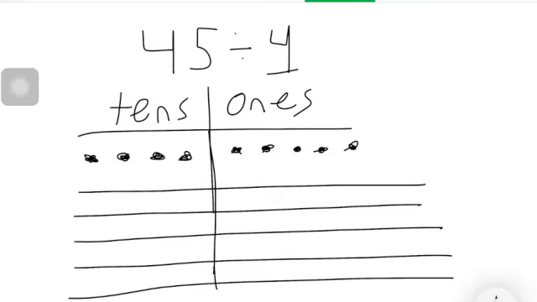Okay, 4 10s divided by 4 equals what? 1 10, right? So there's going to be 1 10 in each of those groups. We can do that with no problem. 1 there, 1 there, 1 there, 1 there. Okay, no 10s left over.